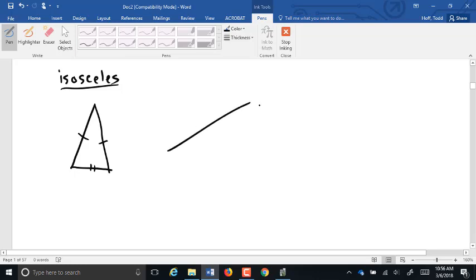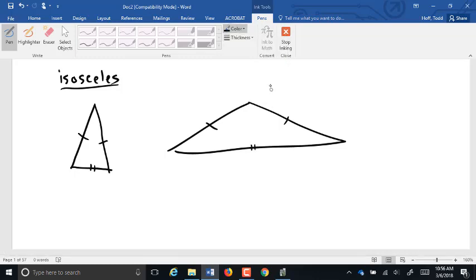Or, of course, it could look like that. That would be an obtuse isosceles triangle. In either case, we know that the angles opposite those equal sides have to be equal to each other. So because of those relationships, those equal sides and those equal angles, something kind of special happens.